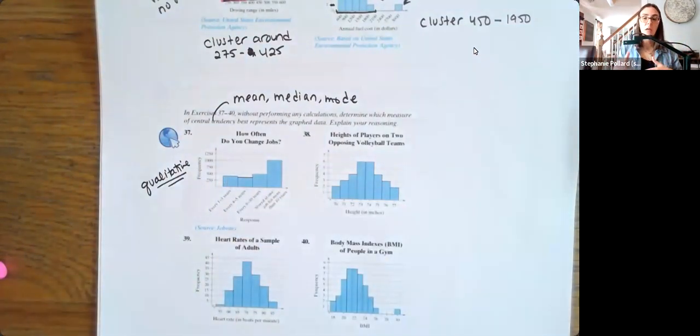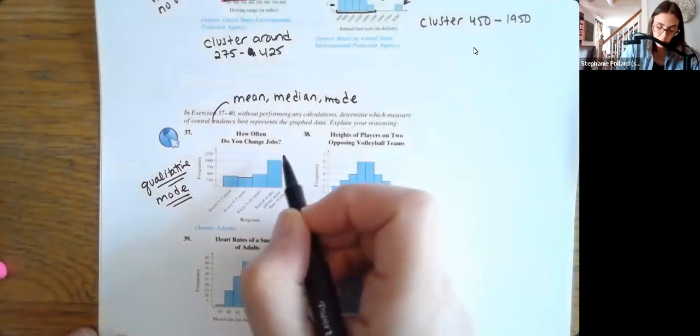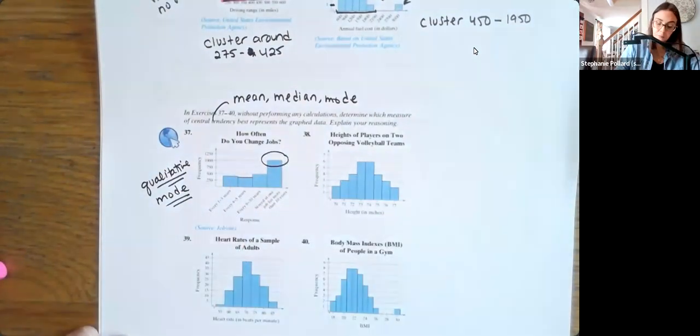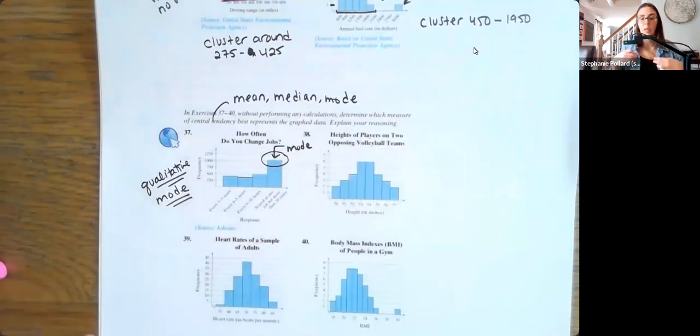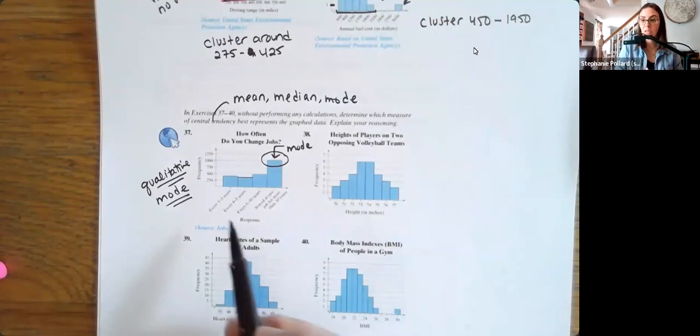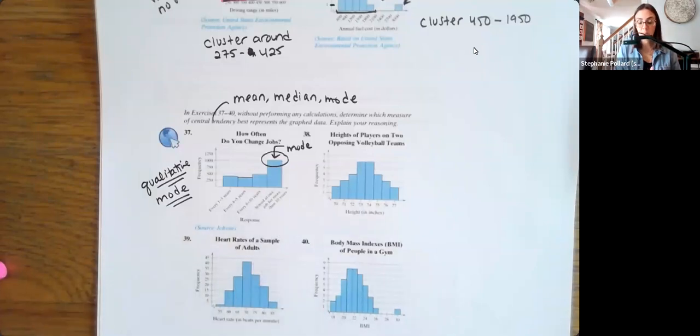These are categories. So when we have categories, the most appropriate center that you should be using is mode. So the mode would be the largest one here. Whatever is the tallest would be your center or your mode. So if you have qualitative data, categories, mode is what you're going to use, because it doesn't make sense to average these values or to find a median here, really. The mode is the most appropriate.